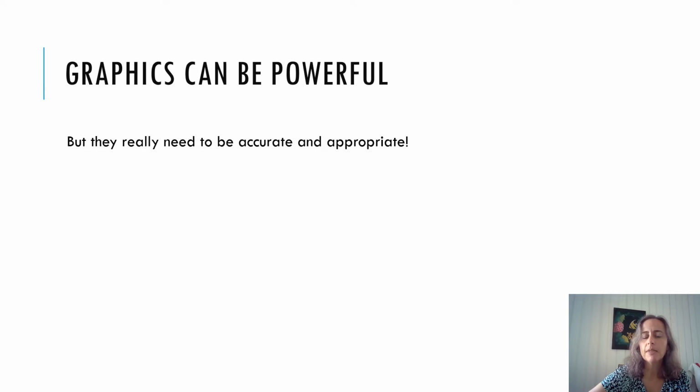So I just want to give you a few more examples, and I'm really hammering this home because graphics can be really powerful, but they need to be accurate and they need to be appropriate. Otherwise, they're extremely misleading. So I'm going to show you some examples of some good and some not so good graphical representations of data to help you to be a really savvy consumer of data.